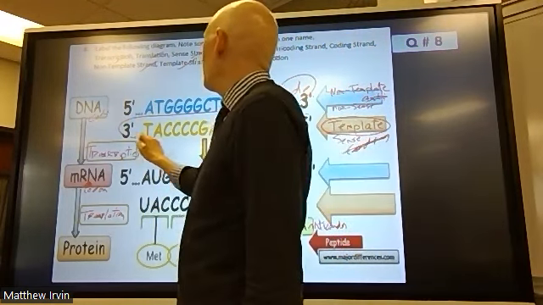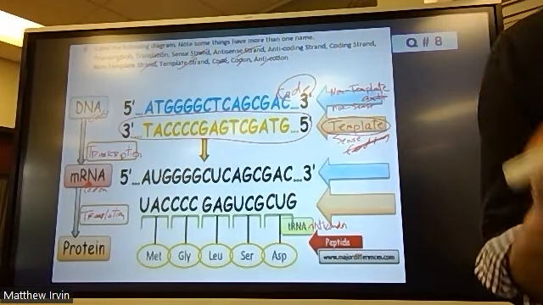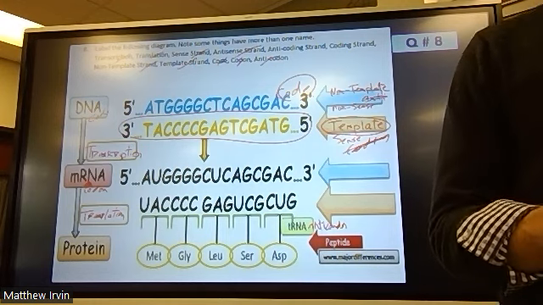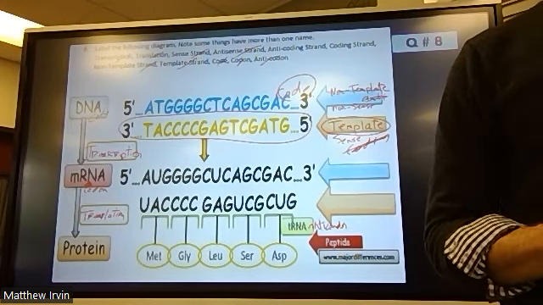So this is the template strand, and the other one is called the coding strand, which doesn't make sense because, like, wouldn't you copy the coding strand? No, you copy the template strand. Like, why is science so bad at naming things?